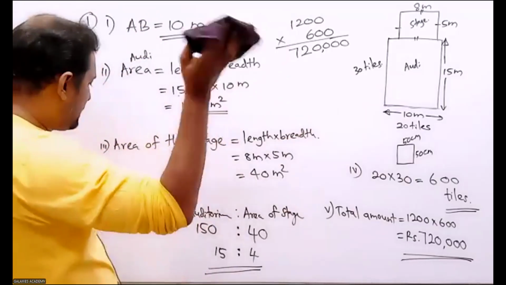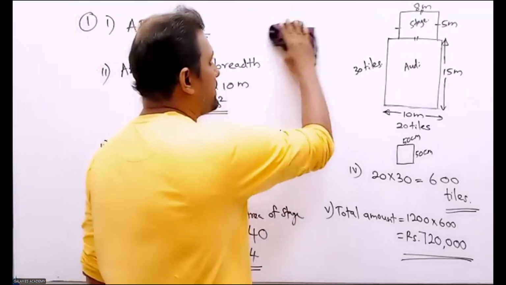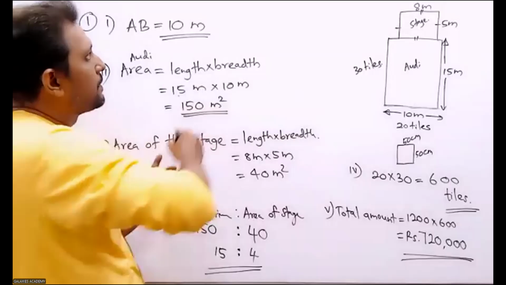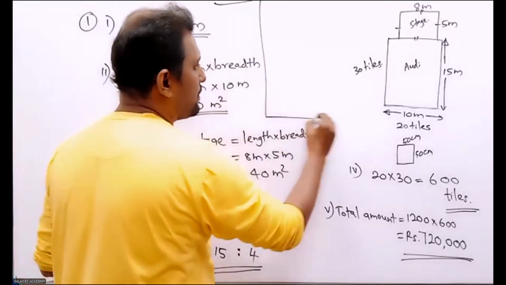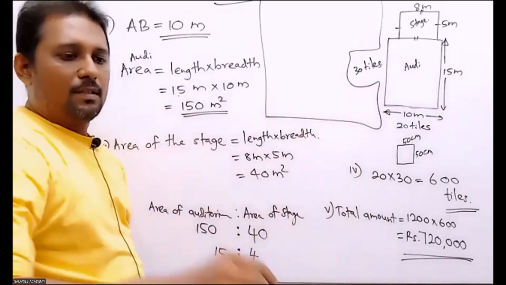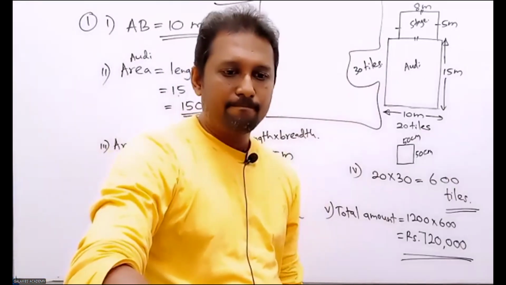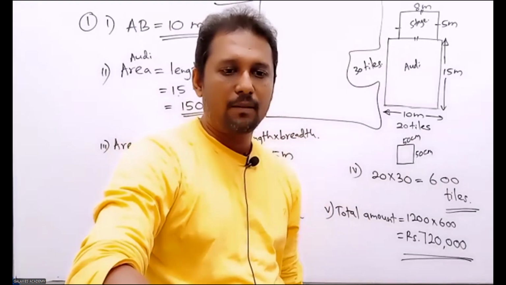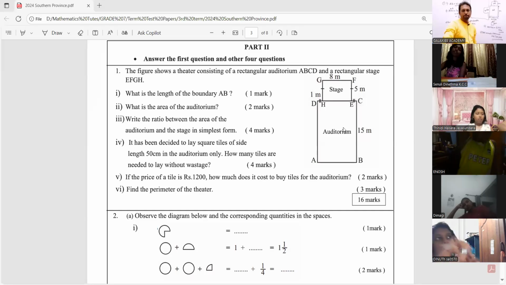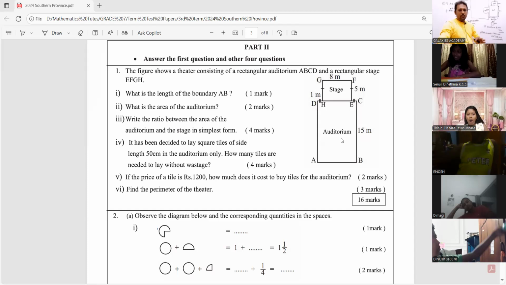Right. Then there is one more part remaining of this question. What is the last part? The last part given: find the perimeter of the theater, right? Theater means this one, no? Both auditorium and stage, right?